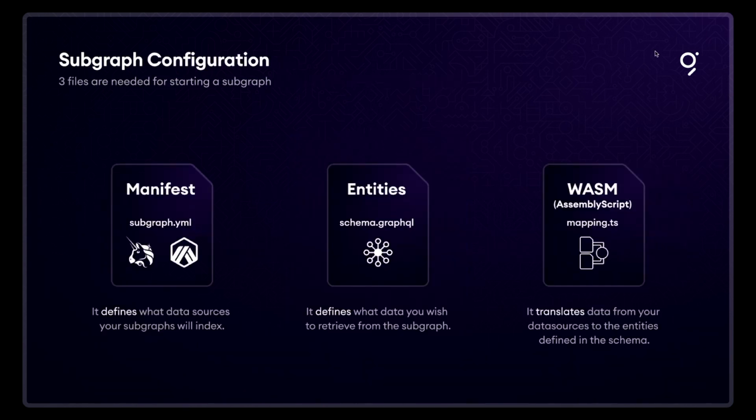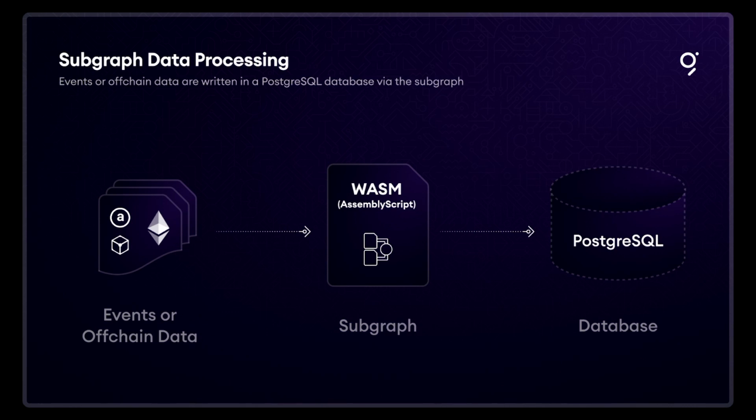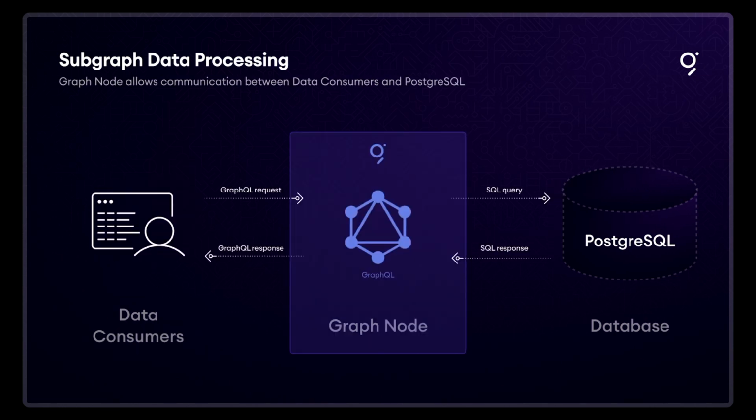So again, three configuration files mainly that you need to deploy a subgraph. All the processing is done with WASM in this kind of runtime environment. Events are stored off-chain, events are pulled from a chain, processed with the assembly script, and stored in Postgres. And then for visualization for the front-end consumer, this could be a dApp.